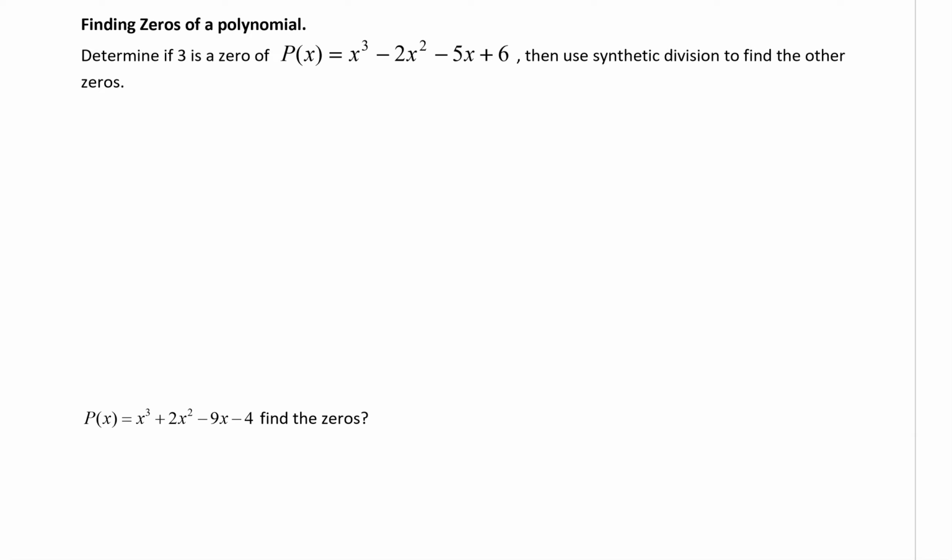Right, so this is finding the zeros of a polynomial. How we're going to start is we're first going to use synthetic division with some zero that we already know, and then find the others. Right now we know that 3 is most likely a 0. So if we plug in 3, it's nice that they gave it to us, right?